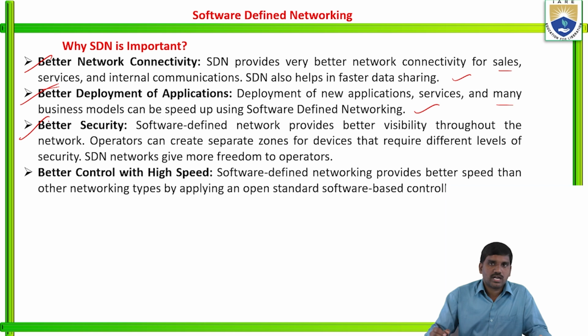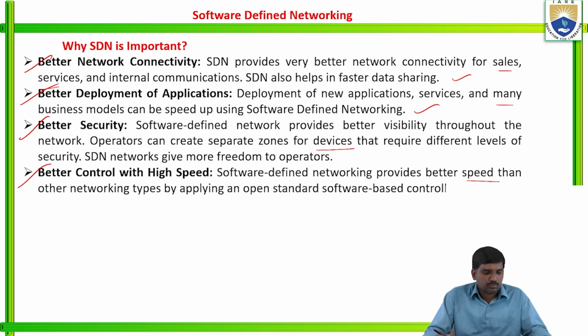And better security. Some security protocols will be stronger as compared with the traditional network architecture. It provides better visibility throughout the network. Operators can create separate zones for devices that require different levels of security. SDN networks give more freedom to operators. And better control with high speed. Software defined networking provides better speed than other networking types by applying an open standard software based controller. So these are the important points: better network connectivity, development of different types of applications based on requirements, better security protocol, and better control with high speed of data processing.